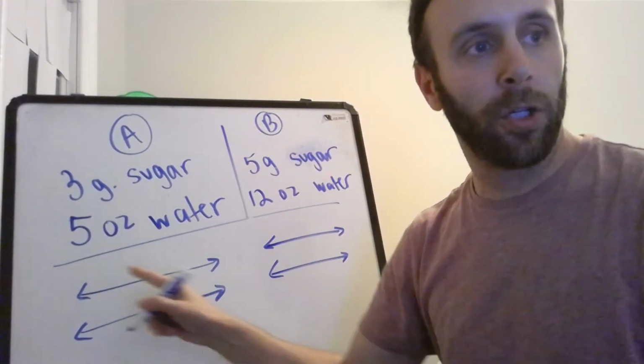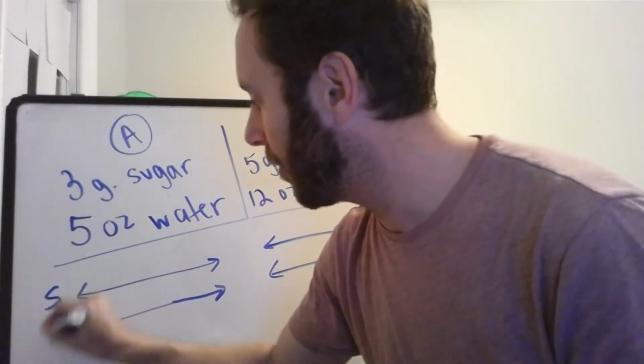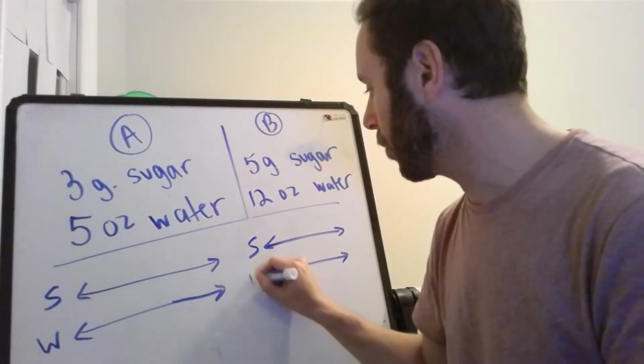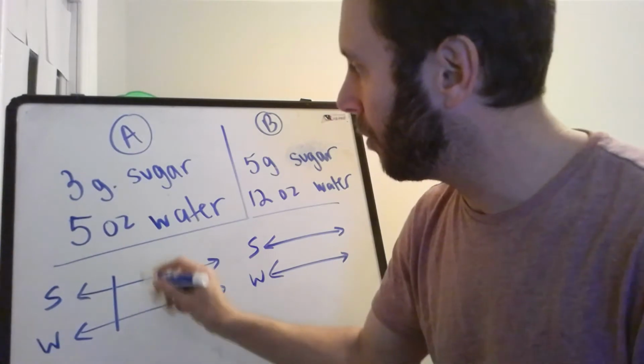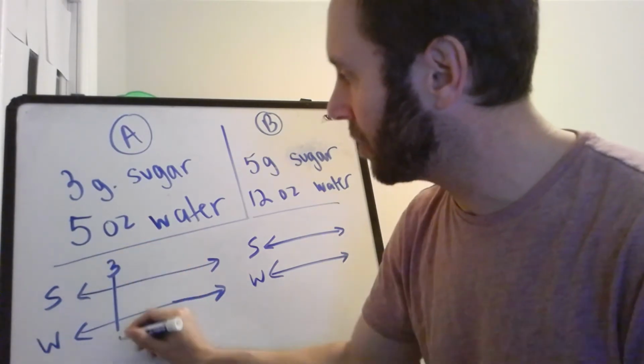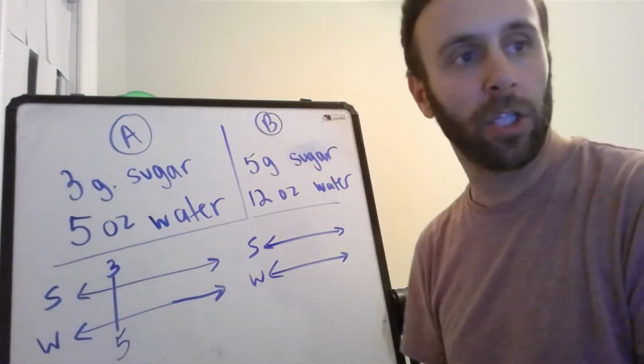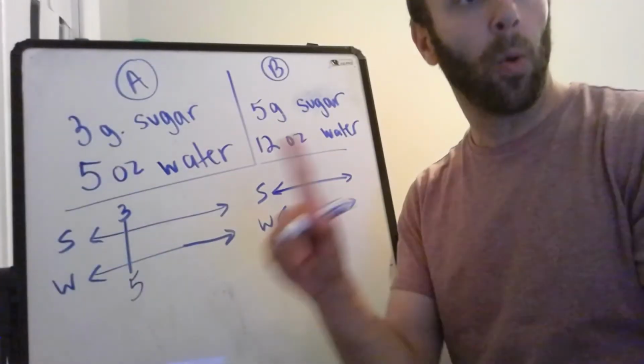If the top is the amount of sugar and the bottom is the amount of water, I'm going to write sugar and water. In the first one, we know there's 3 ounces of sugar for 5 of water. So what we're going to try to do is get it to be 1 ounce of water.